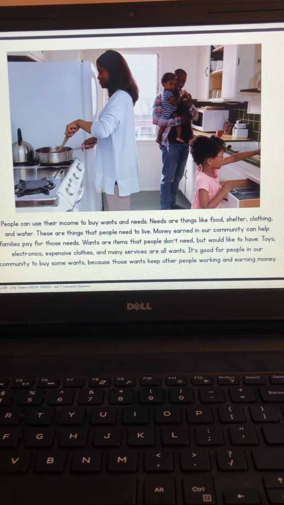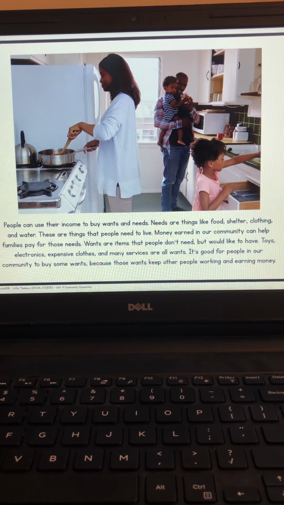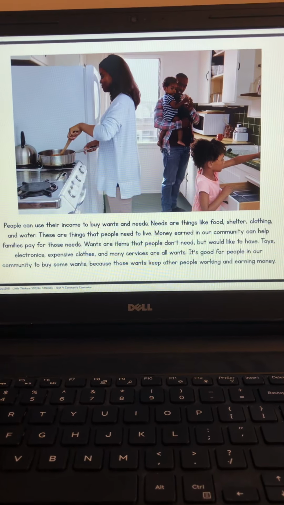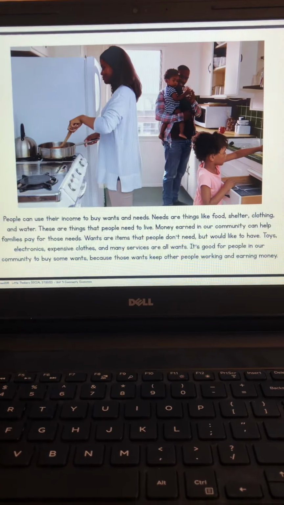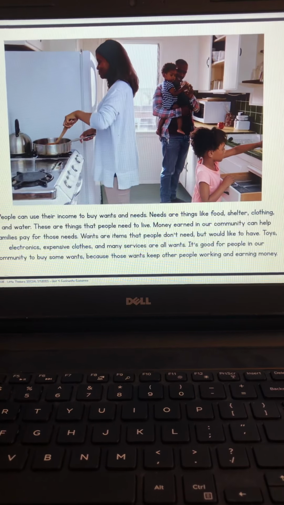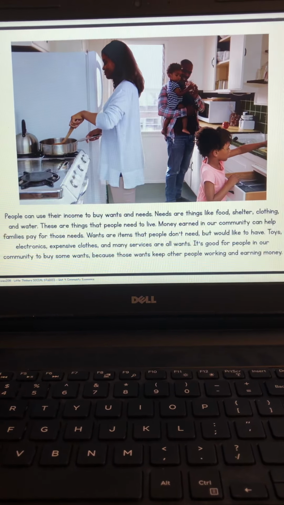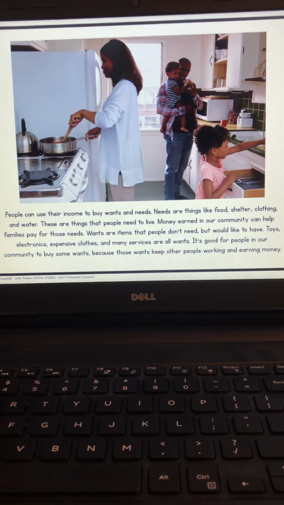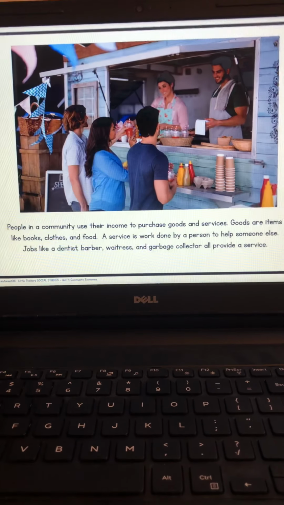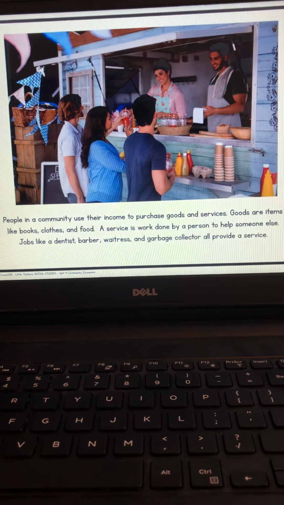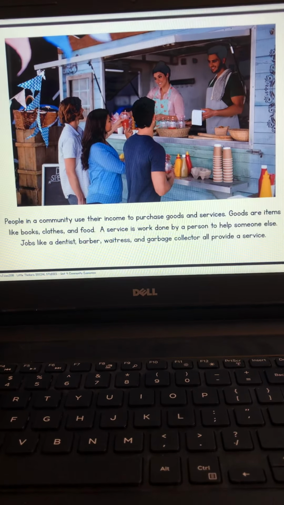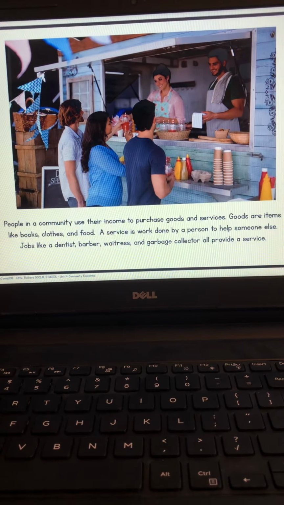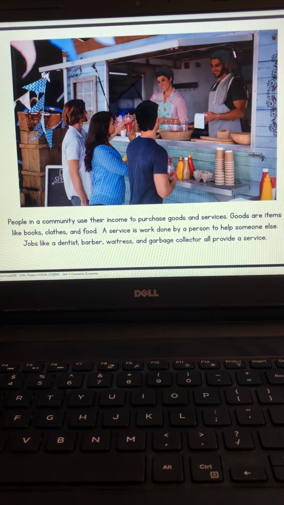And we've talked about how it's important that you buy your needs first. And then if you have extra money, maybe you can spend some of it on what you want. But we need to take care of our needs first, because we need them to keep living. People in a community use their income to purchase. Purchase just means buy. To purchase goods and services.